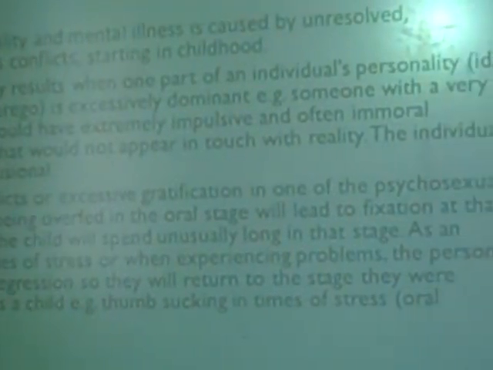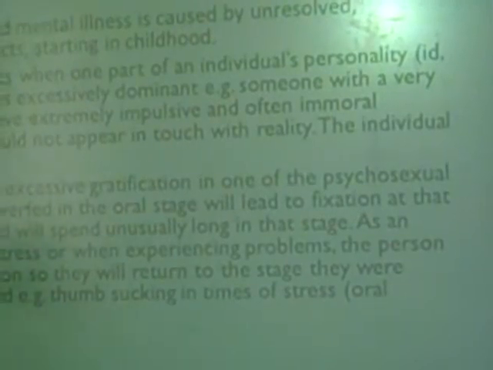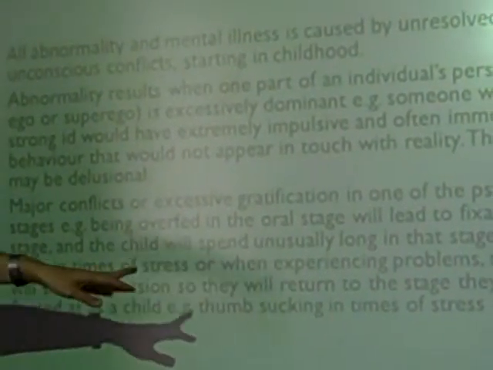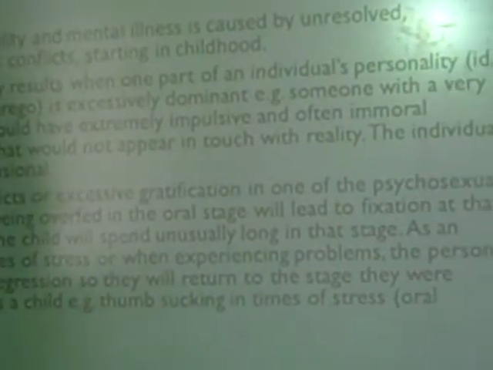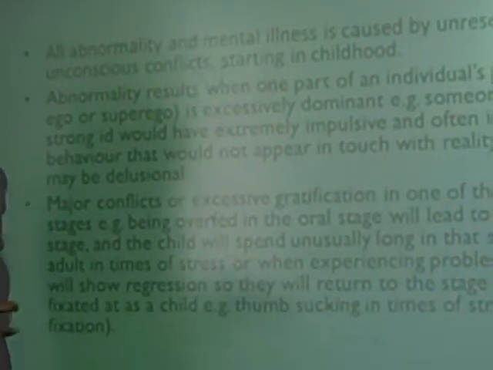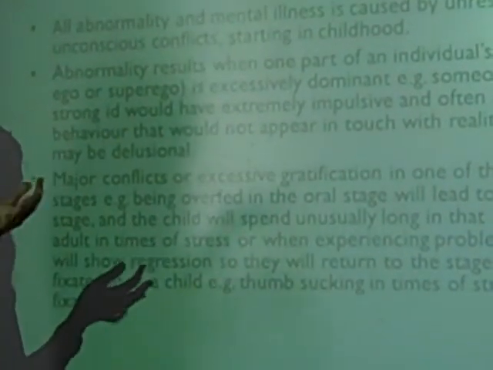The next bit, the psychosexual stages, again, just say literally what causes it. So, again, we've got one sentence, two sentences. Major conflicts or excessive gratifications, i.e. being overfed, lead to fixation. Just give an example. For example, if you're fixated at the oral stage, this could lead you to experiencing issues. We've got here oral fixation, thumb sucking, overeating, and then say that therefore, if you're fixated at this stage as an adult, you may return to that stage. Done.